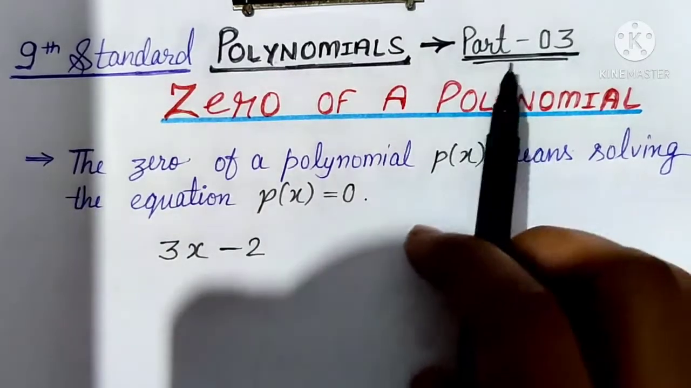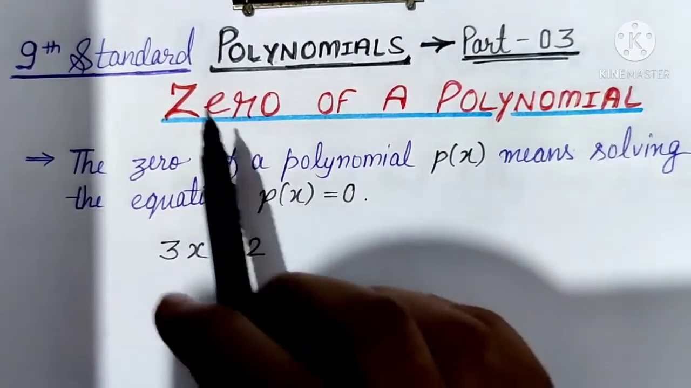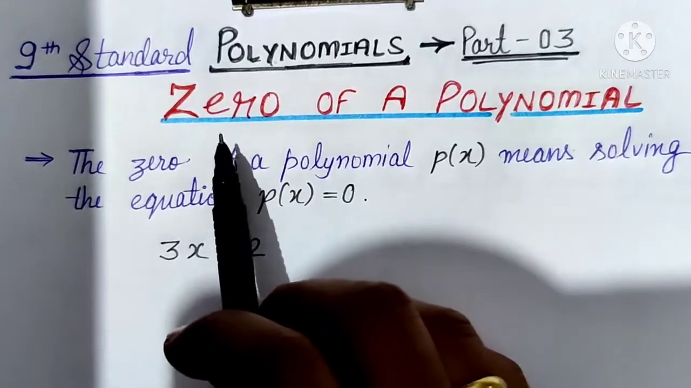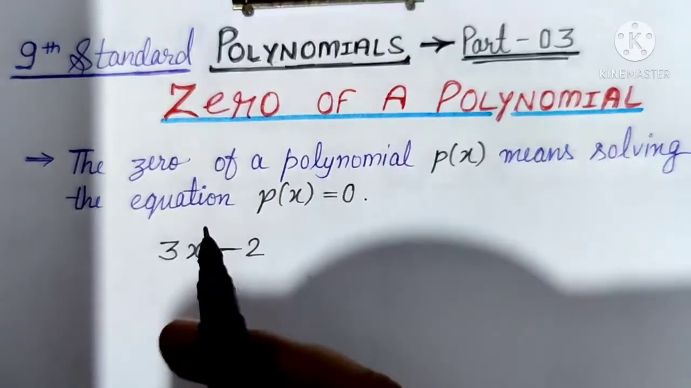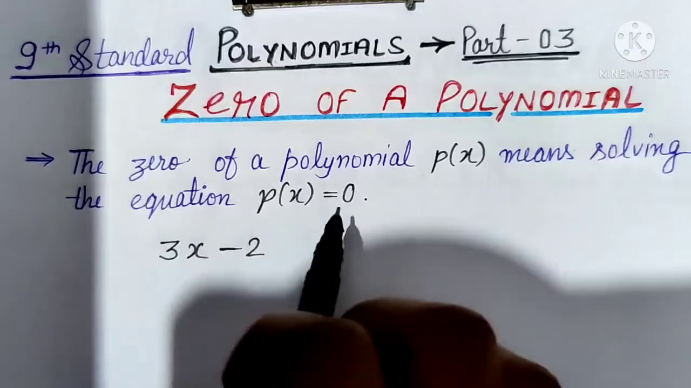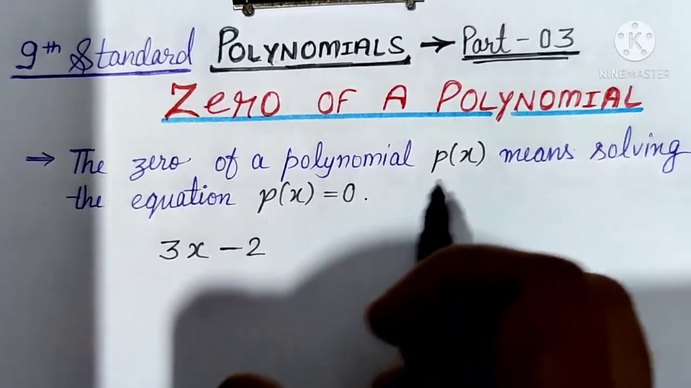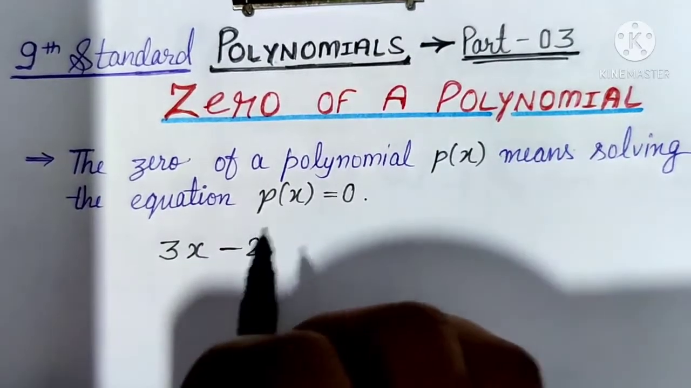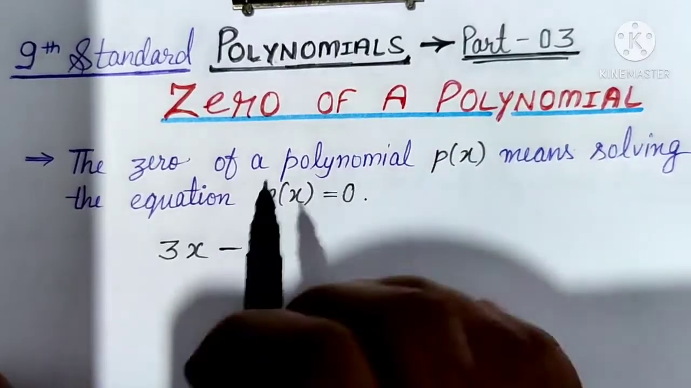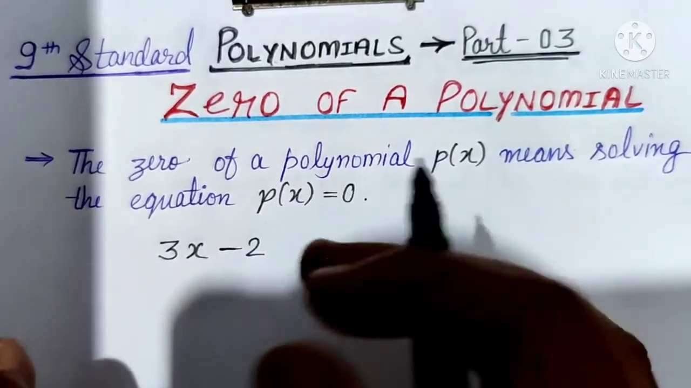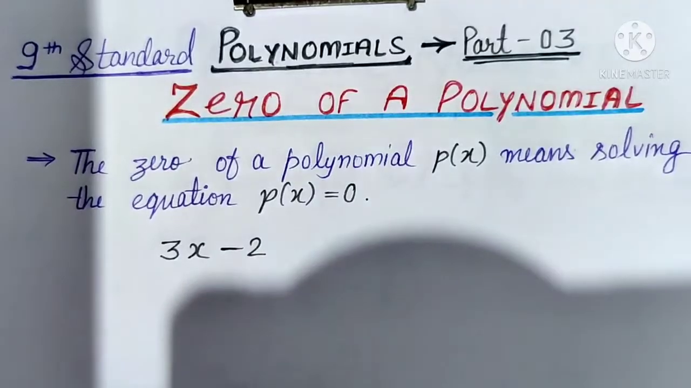Hello students, this is part number 3 of chapter polynomials and we are going to learn today about zero of a polynomial. So what is zero of a polynomial? Actually the zero of a polynomial, p(x), p here for polynomial, means solving the equation p(x) equals 0. Now I know that you didn't understand anything from this line. Let me explain with an example.